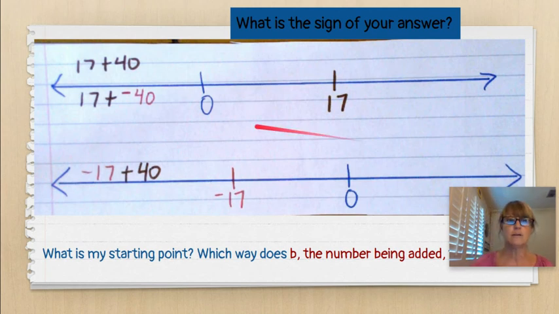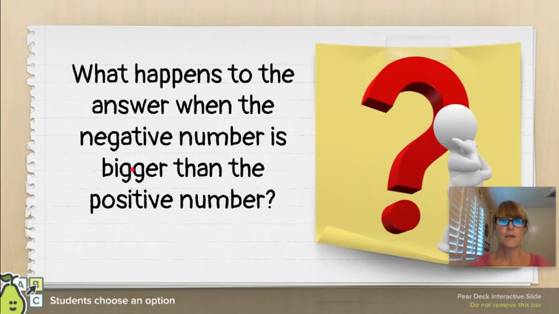So again, you subtract, and the answer sign is determined by the bigger number. In this case, your answer is going to be negative 33. In this case, your answer is going to be positive 33. So what happens to the answer when the negative number is bigger than the positive number? The answer is going to be negative.